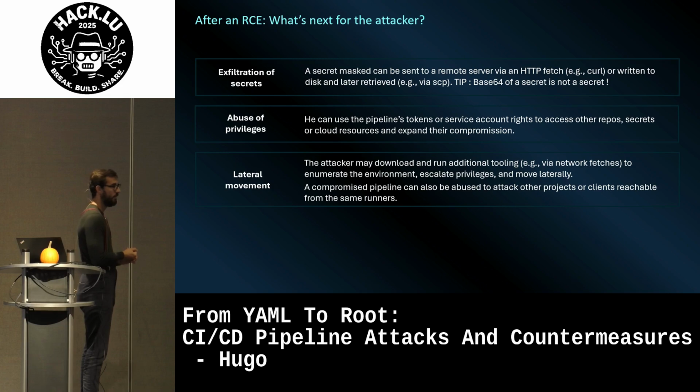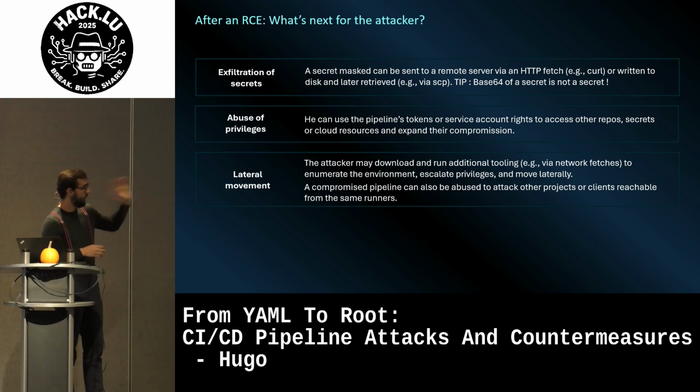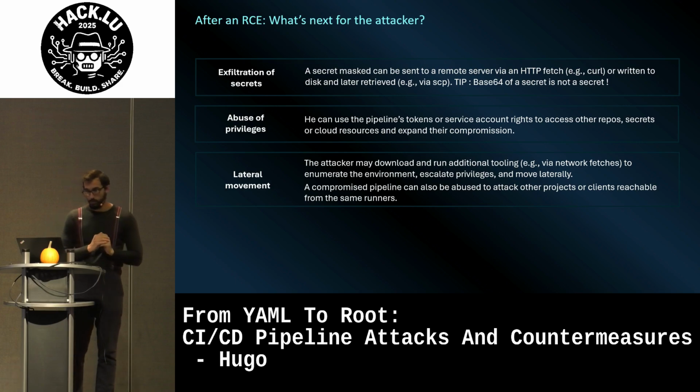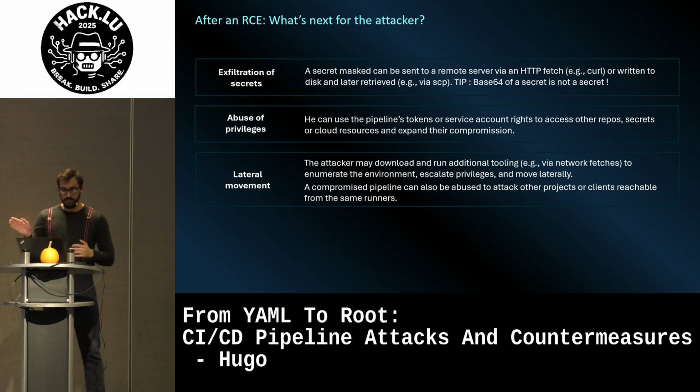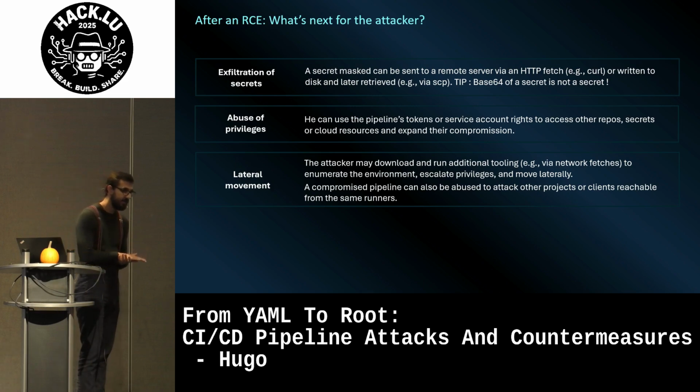So he is able to perform the remote code execution. What will he do? First, he can try to exfiltrate some secrets. So you can send the secret, if you have outbound access, using curl, HTTP fetch, what you want, or write it on a disk and get it with SCP, also if you want. If you don't have internet access, again, you can echo or cat the secrets.